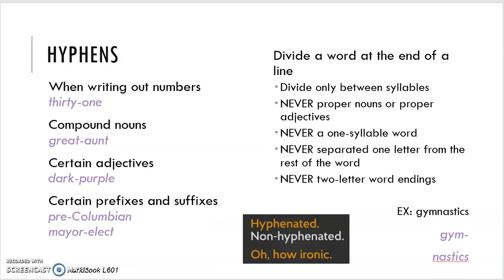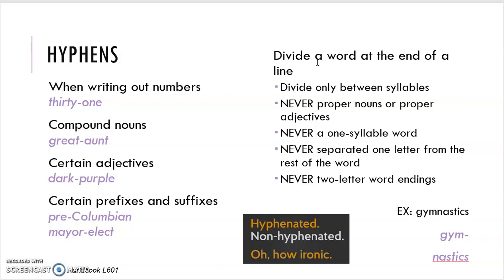So hyphens, we'll use those when we're writing out numbers such as 31, or compound nouns like when you're talking about your great aunt, certain adjectives such as dark purple, or certain prefixes and suffixes like pre-Columbian or mayor-elect. We'll see those now and then.